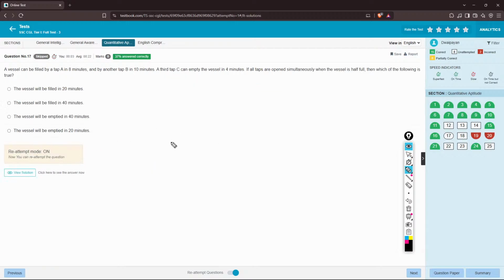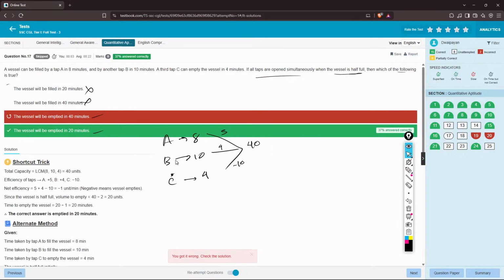Okay. Vessel can fill tap A in 8 minutes, B in 10 minutes. Tap C can empty in 4 minutes. So total 40 minus 10, 4 and 5 all the time. Suddenly half full. The following will be true. Will be filled? No. Will be emptied? Will be emptied. Okay, let's see now. So in 40 minutes, it will be emptied. Okay, half full, right?